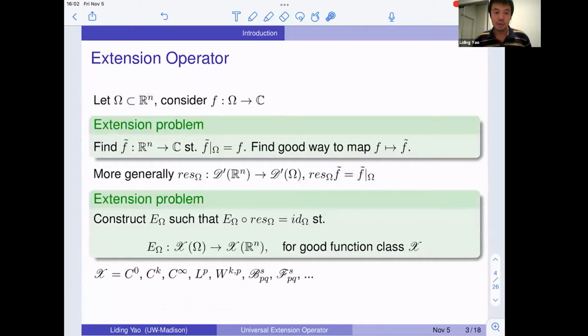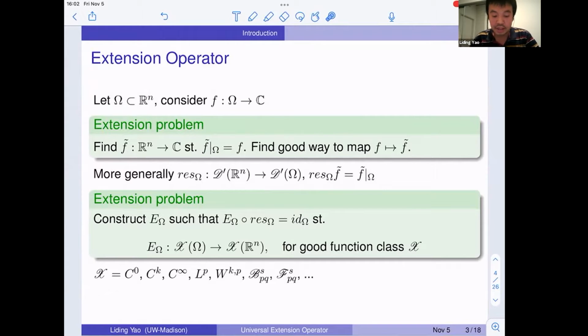Let me just mention a little bit about what an extension operator is. If we have a subset omega, and a function f defined on omega, then an extension of this f is a function f tilde defined on the whole space, such that if we restrict f tilde back to the domain, it equals f. And then an extension operator is a map that maps a certain kind of f to a certain kind of f tilde.